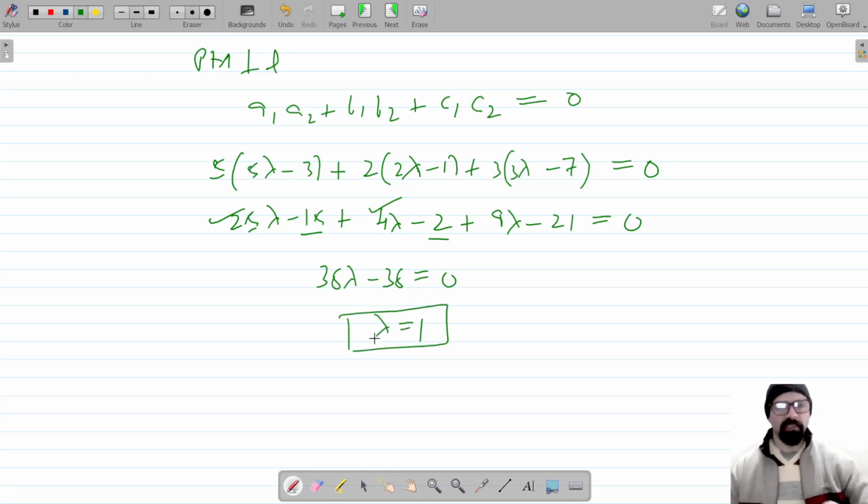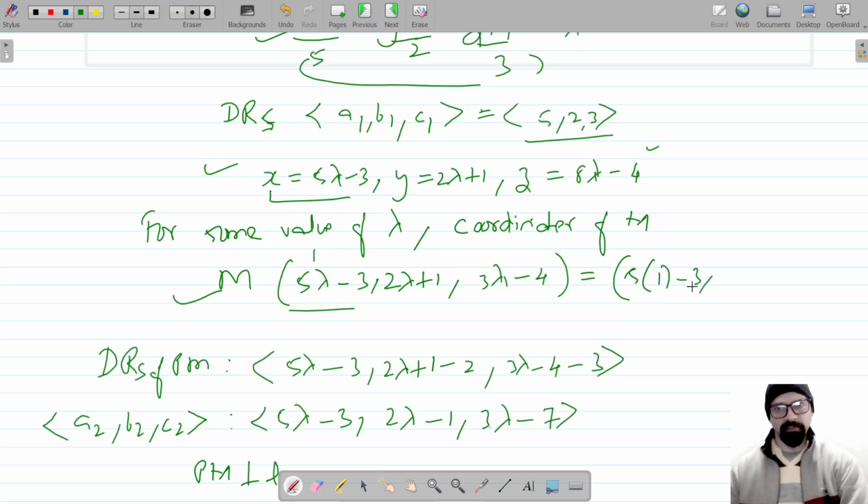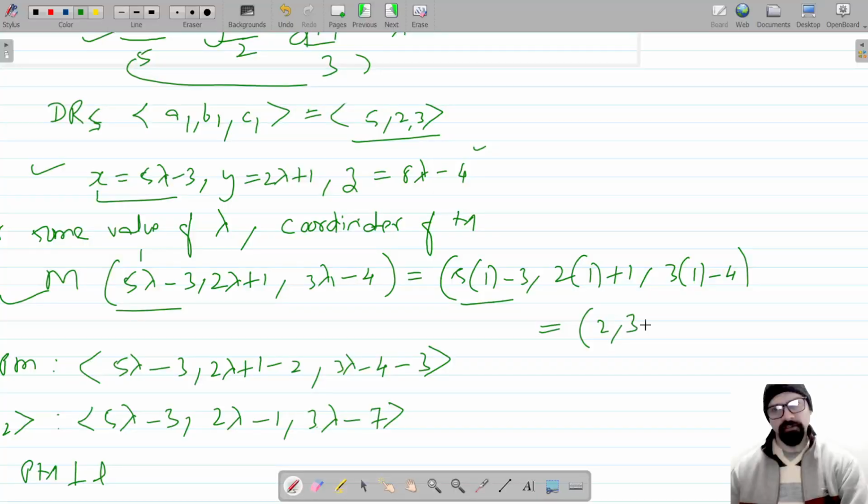Which gives me lambda is equal to 1. So if lambda is equal to 1, then the coordinates of M become: let's put in the value of lambda as 1. So 5 into 1 minus 3, 2 into 1 plus 1, 3 into 1 minus 4, which is 2, 3, and negative 1. So (2, 3, negative 1) are the coordinates of the foot of the perpendicular.